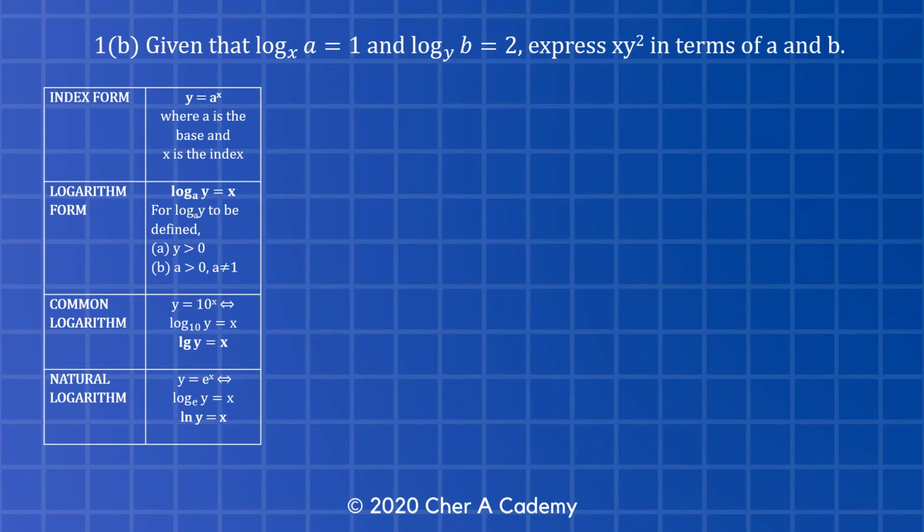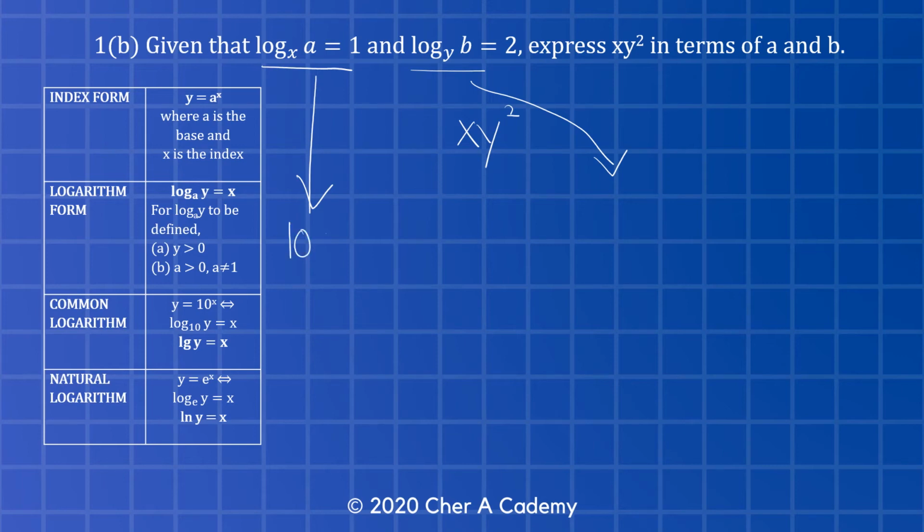Right, now let's look at another question. Given that log base x of a is equal to 1 and log base y of b is equal to 2, express xy squared in terms of a and b. So I need to know what is xy squared. And I have two log forms here. So basically I will need to tease out my x from here, and I'll need to tease out my y from here. So what I have to do is change the log form to index form.